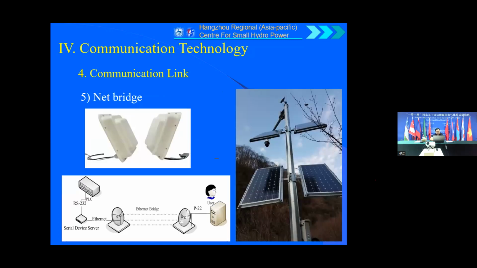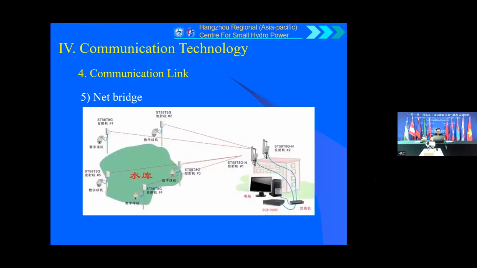And the next link is the net bridge. For the net bridge, we can see two parts. If there is no block between these two parts, we can connect them by Ethernet. In China, the maximum distance for this net bridge is 60 kilometers. If there's no block between these two devices, we can communicate with this. That is the application case for the net bridge. For example, there is a reservoir here, and we want to see some live videos along the reservoir, so we can use the net bridge to communicate with the communication center.